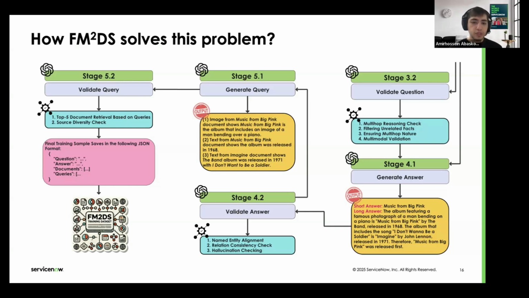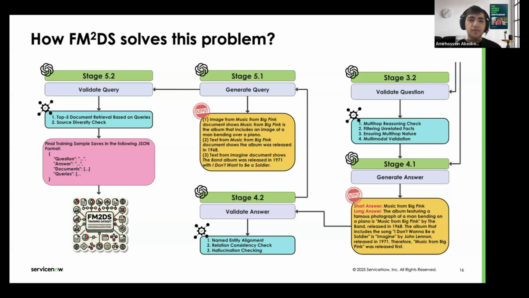In stage 4.2, we validate our answer, for which we use named entity alignment and hallucination checking. In hallucination checking, we ask the model five times to give us the answer to the question. If it gives us the same answer over and over in the five times, we can say that the model is sure about the answer it's generating. It's not hallucinating.